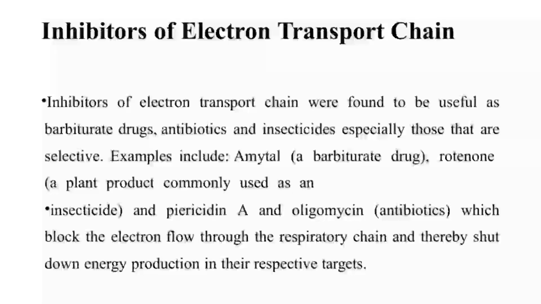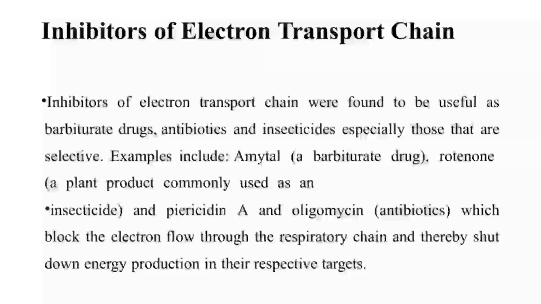Additionally, there are antibiotics like pyricidin A and oligomycin, which block electron flow through the respiratory chain. By doing so, they effectively shut down energy production in their target organisms. This ability to interfere with electron transport has made these compounds valuable in medicine and pest control, highlighting the importance of understanding these inhibitors in the broader context of cellular energy regulation.